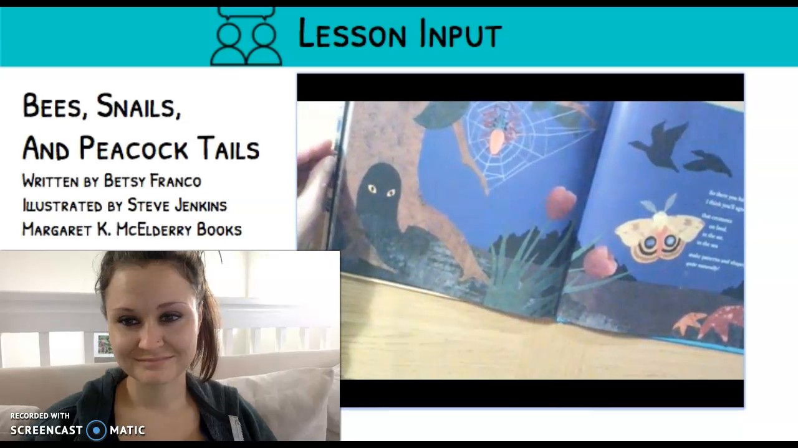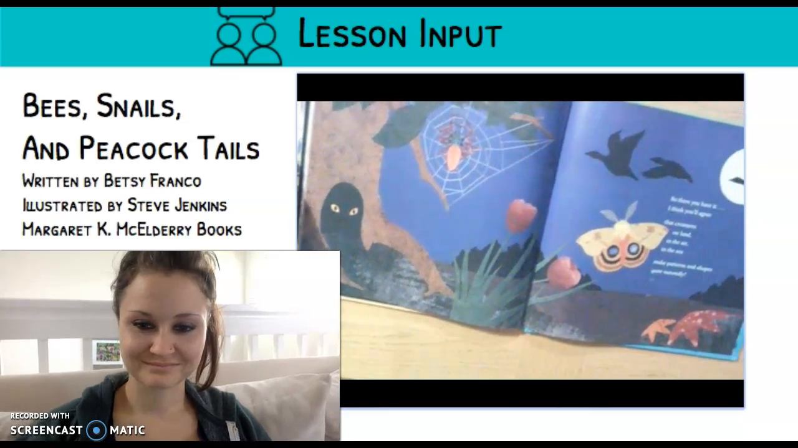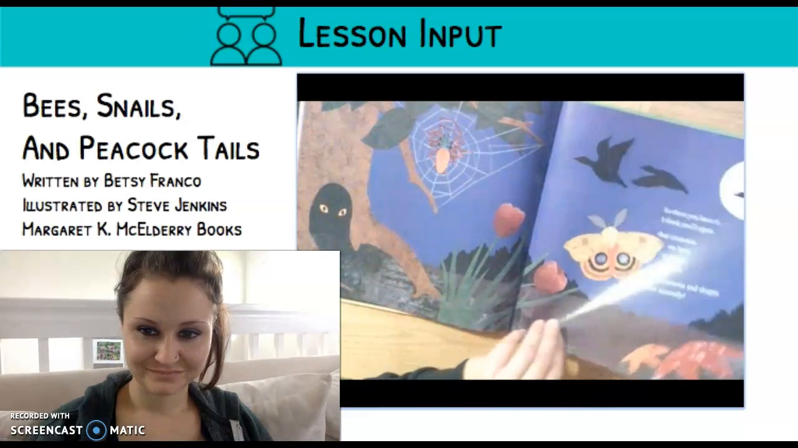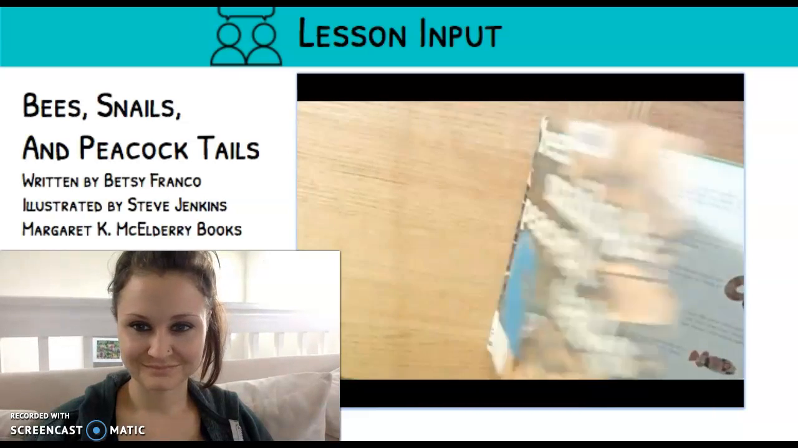So there you have it. I think you'll agree that creatures on land, in air, and the sea make patterns and shapes quite naturally.